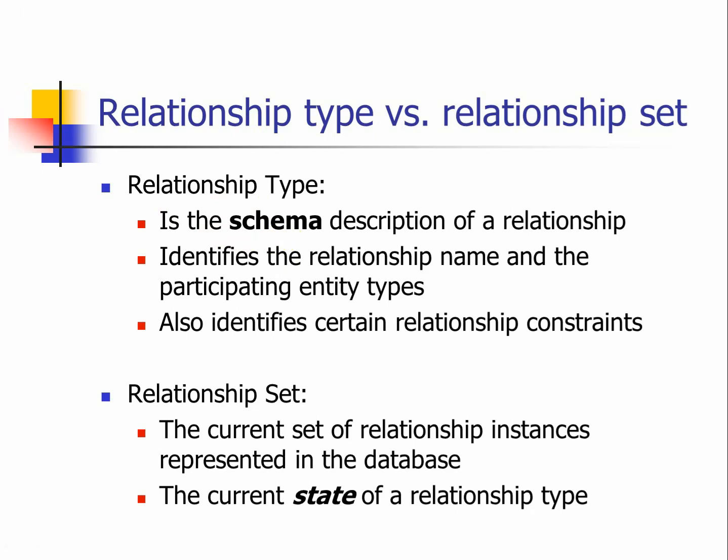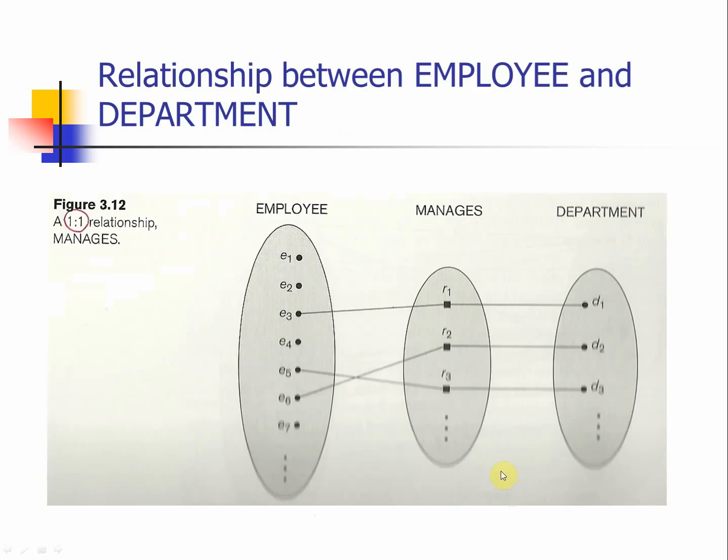As to employee number 1 works for research department, employee number 2 works for administration department, those kinds of instances are considered as relationship set, which means the current set of relationship instances. So those are the real examples, real people, or real conceptual definitions that exist for the relationship. So the current state of the relationship type indicates who works for what department, as an example. So if we take a look at this picture, it clearly defines the schema over here.